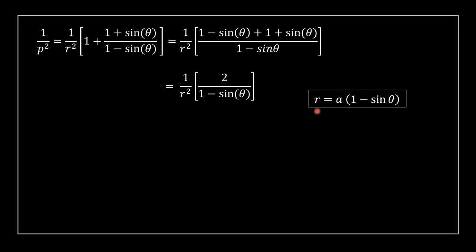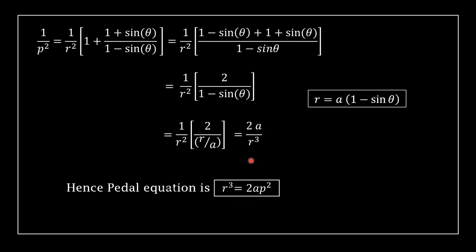What is the given polar curve, students? The given polar curve is r is equal to a into 1 minus sin theta, right? What is 1 minus sin theta from this? It is nothing but r by a, right? I am just substituting 1 minus sin theta by r by a. Is it a pedal equation now? Yes, it is a pedal equation because the variable theta is eliminated over here. Or I can rewrite the same expression as 2a by r cube. Okay? So just cross multiplying the terms, students, r cube is equal to 2a into p square, which is the required pedal equation of the given polar curve r is equal to a into 1 minus sin theta. Okay.